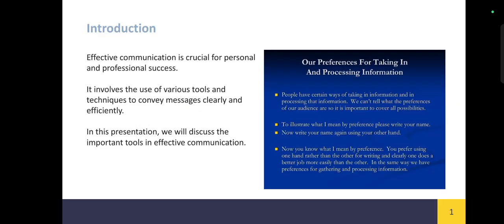Introduction. Effective communication is crucial for personal and professional success. It involves the use of various tools and techniques to convey messages clearly and efficiently. In this presentation, we will discuss the important tools in effective communication. Now, moving to the next slide.